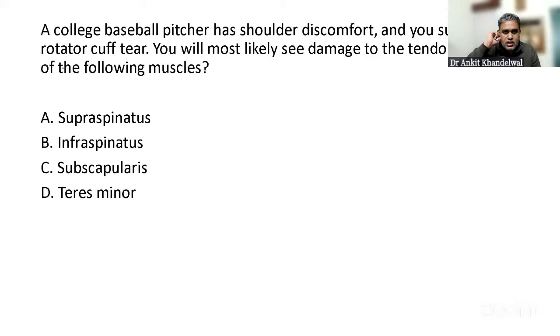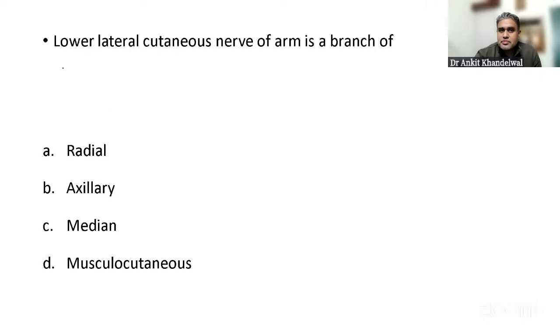And the question: a college baseball pitcher has shoulder discomfort and you suspect a rotator cuff tear. I hope you must have heard of this term known as rotator cuff. This is a tear of the rotator cuff. You will most likely see damage to the tendon of which of the following muscles? Options here are supraspinatus, infraspinatus, subscapularis, and teres minor.